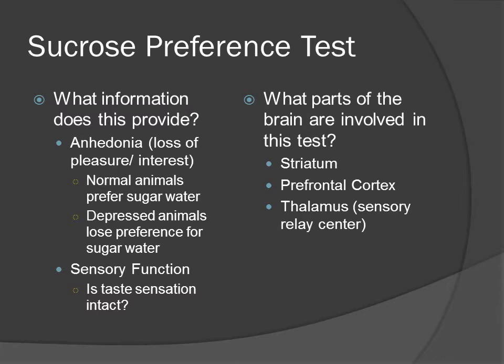The parts of the brain involved in this test include the striatum, the prefrontal cortex, and the thalamus, which is a sensory relay center.